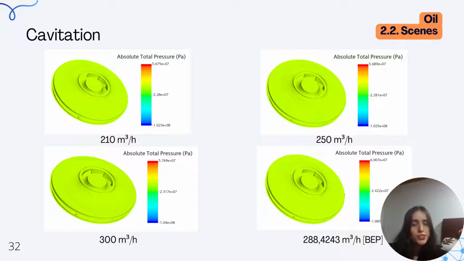From the cavitation picture, we can see that there is a constant pressure in the impeller at different flow rates. We cannot conclude whether the pump cavitates or not because we do not have the oil vapor pressure at these conditions.